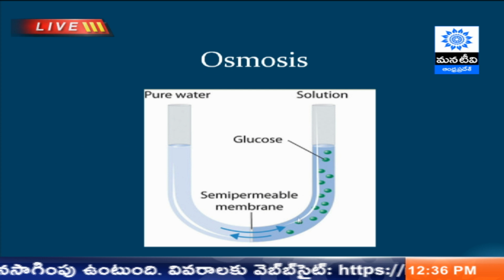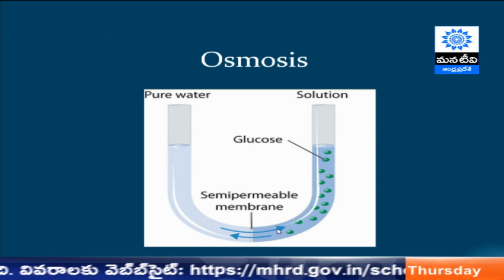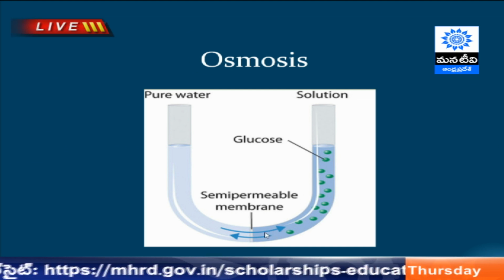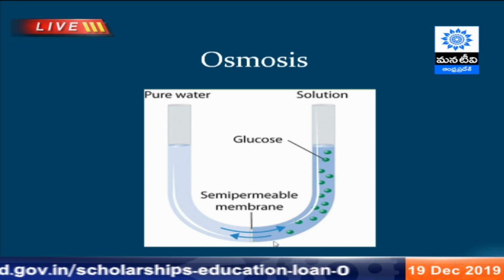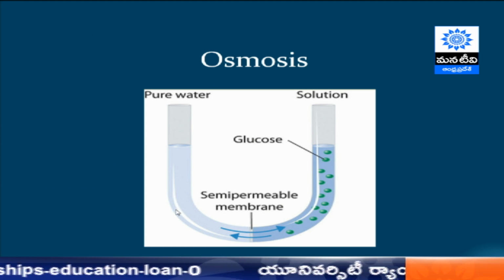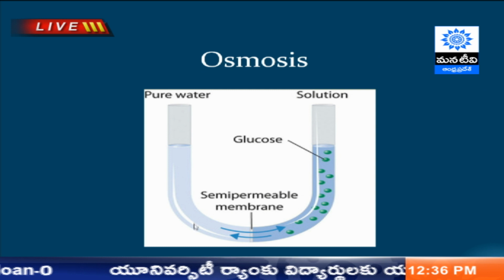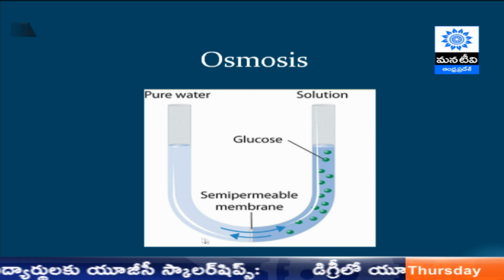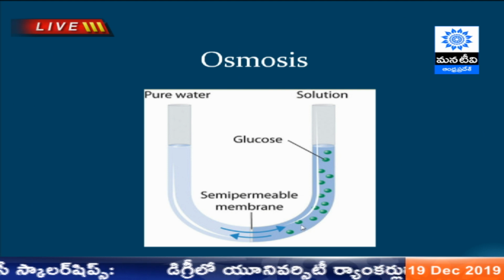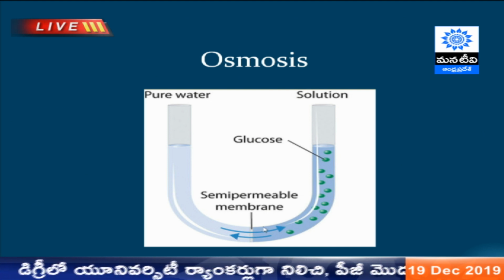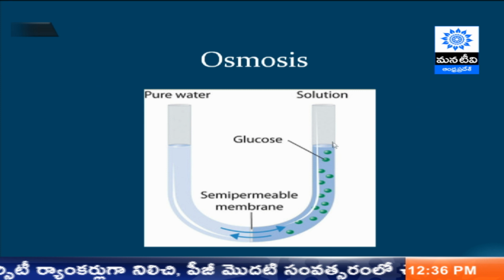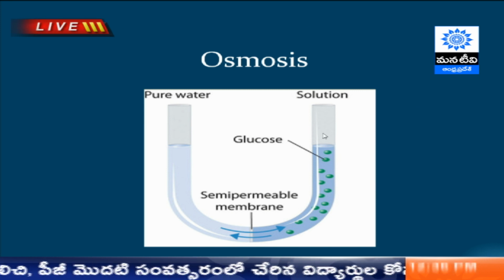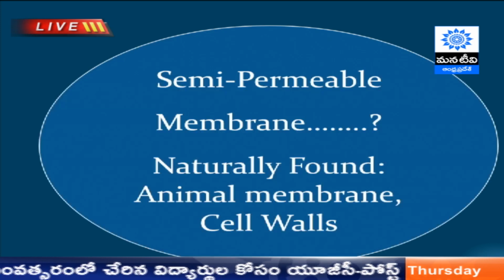What happens is, in the beginning, initially the solvent flows in both directions, but afterwards the solvent always flows from lower concentration to the higher concentration, to the solution side, thereby increasing the height of the solution limb of the U tube.